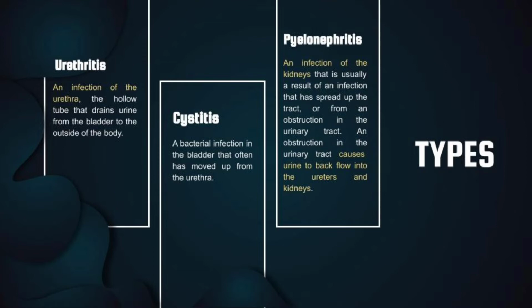And then we also have pyelonephritis, an infection of the kidneys that is usually a result of an infection that has spread up the tract or from an obstruction in the urinary tract. An obstruction in the urinary tract causes urine to backflow into the ureters and kidneys.